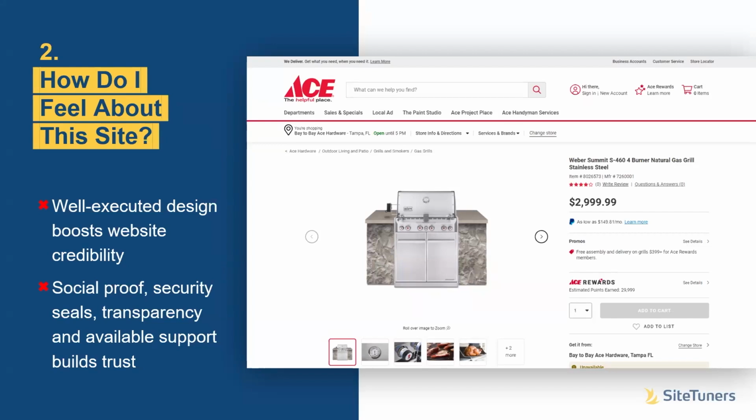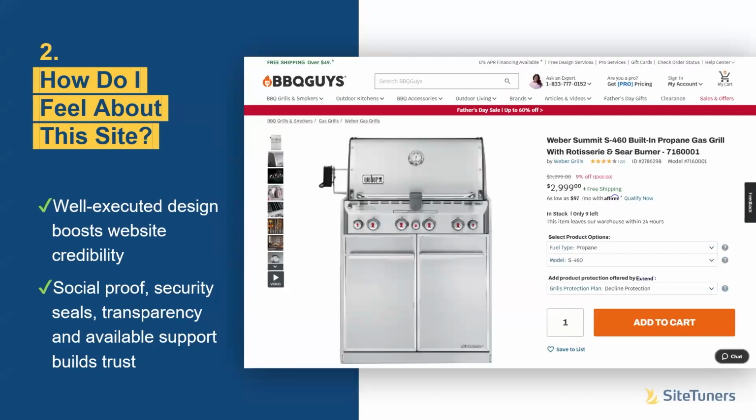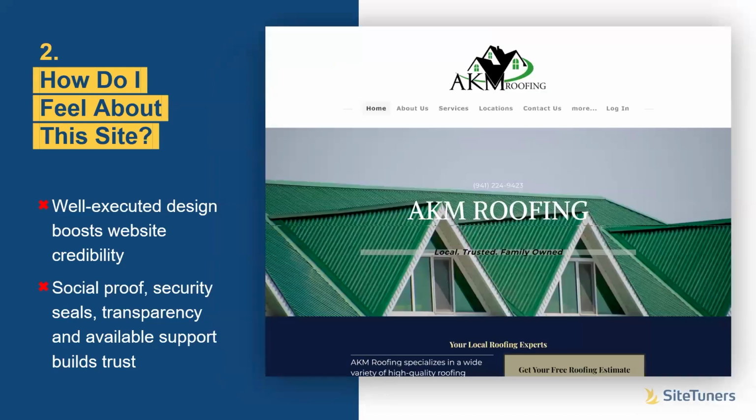I got to tell you, this doesn't make me feel safe and comfortable as compared to this one, it's a 4-star review, but they had 22 reviews. So a competing site, same grill, same price, but they have their phone number. I feel good about these people. This is a more trustworthy site than the Ace. Now, Ace gets away with things because they're a brand, but just because somebody's a brand doesn't mean you should get away with it. And then I looked at a roofing site.